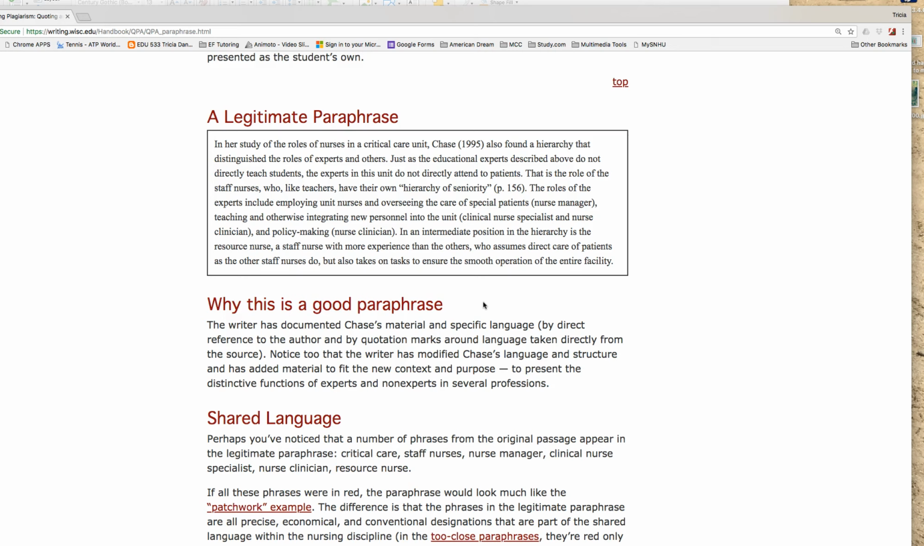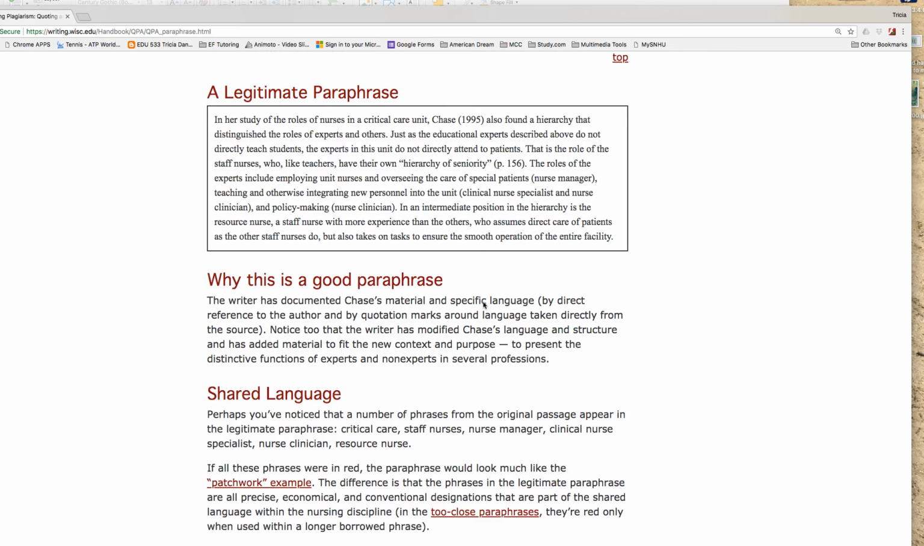And I will just read this here. This is a legitimate paraphrase because the writer has documented Chase's material in specific language by direct reference to the author and by quotation marks around the language taken directly from the source. You will notice that the writer has modified Chase's language and structure and has added material to fit the new context and purpose to present the distinctive functions of experts and non-experts in several professions.